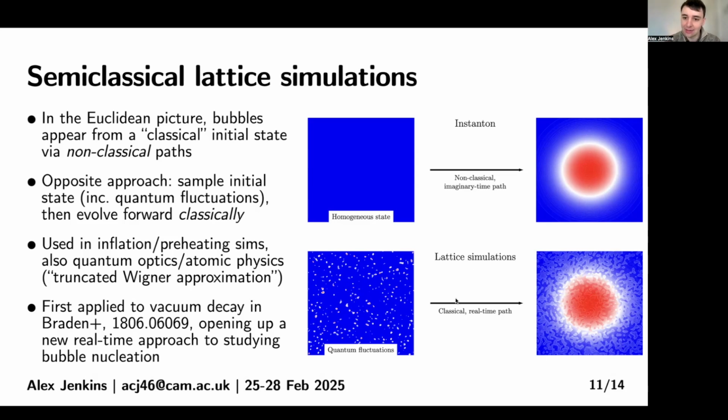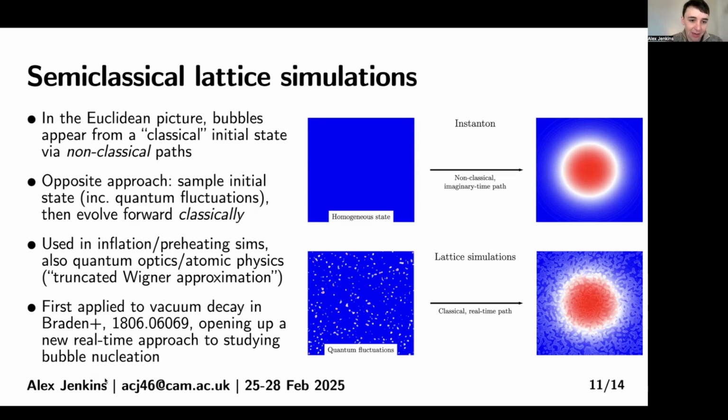What we do in the lattice simulations is sort of the opposite. So we put the quantumness of the problem into the initial conditions by sampling from the spectrum of vacuum fluctuations. But we then just evolve forward in real time using the classical equations of motion. And you can show that to leading order in h bar, so semi-classically, this should be completely equivalent. So this is what's called the truncated Wigner approximation. This is used routinely in atomic physics and quantum optics simulations, and is also the same kind of idea that underpins simulations of inflation and reheating in cosmology.